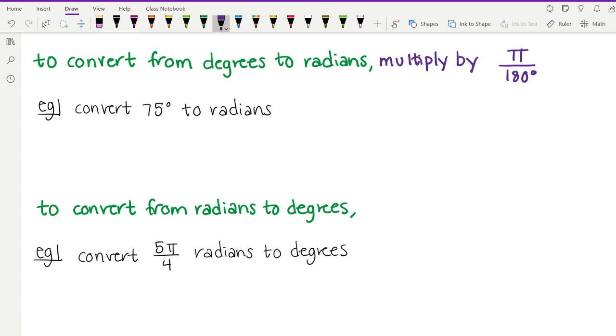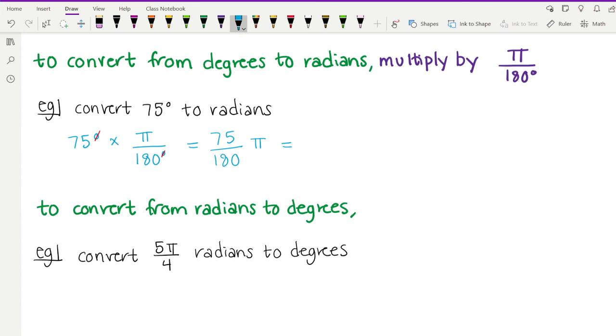So for example, with this example we have here, if we're trying to convert from 75 degrees to radians, we would take 75 degrees and then we would multiply that by pi over 180 degrees. And so as we saw in the earlier example, the units cancel out, the old units, and we're left with now 75 over 180 times pi. And so this can be reduced.